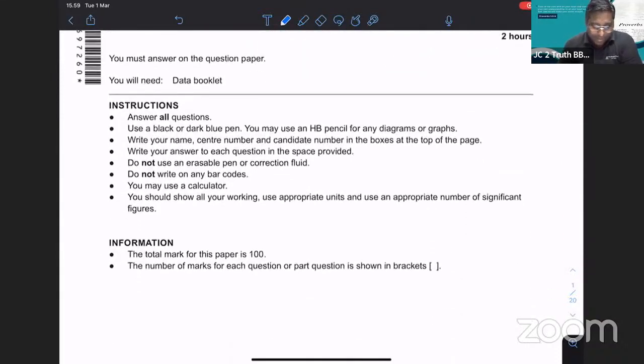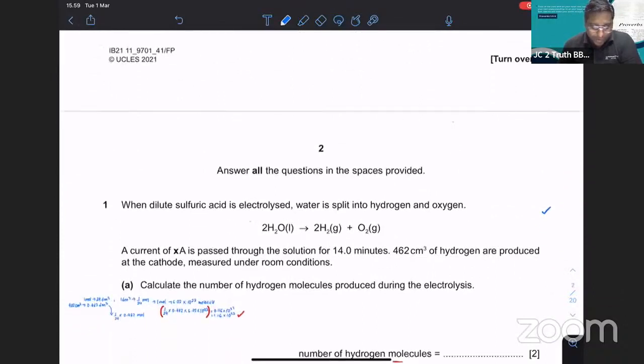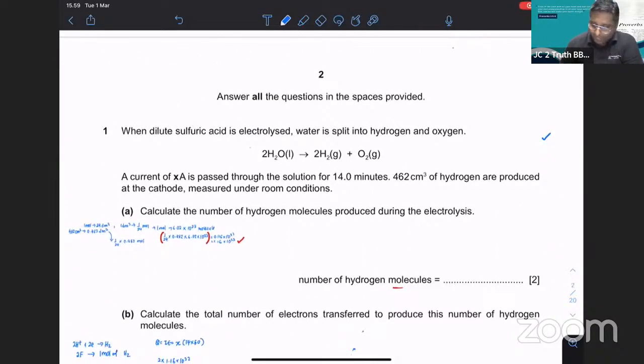So here you have this paper. The first question that we can see here is, when dilute sulfuric acid is electrolyzed, water is split into hydrogen and oxygen. Now, this particular question, if you just look at it from the surface, might look difficult, but if you follow whatever is mentioned in the question, you should not have any problem.